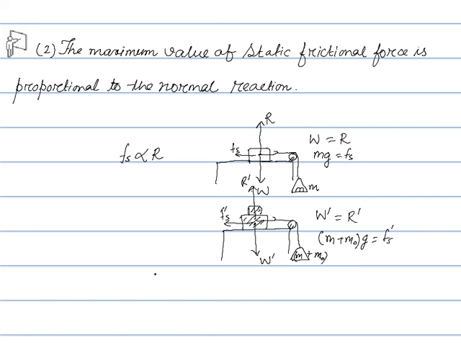From the experimental result we find that W by W dash equals mg by (m plus m0) into g. The ratio is the same. It means W by W dash, that is R by R dash, equals mg by (m plus m0) g, which is Fs by Fs dash. So we find that the maximum value of static frictional force is proportional to normal reaction. This is the second law of friction.